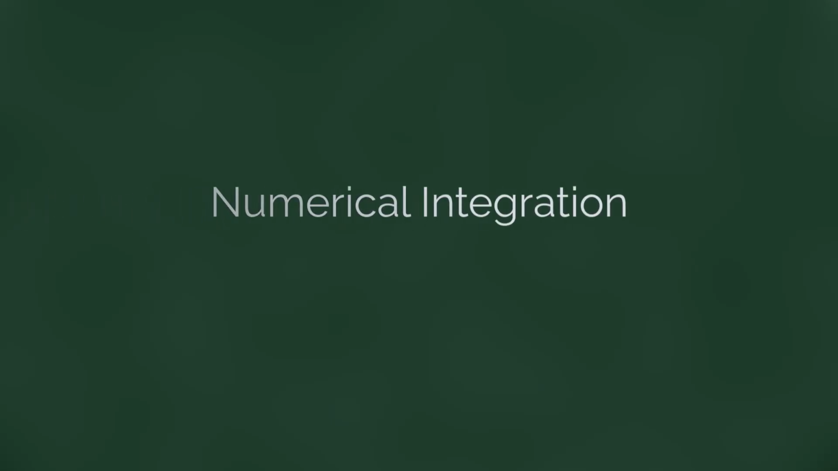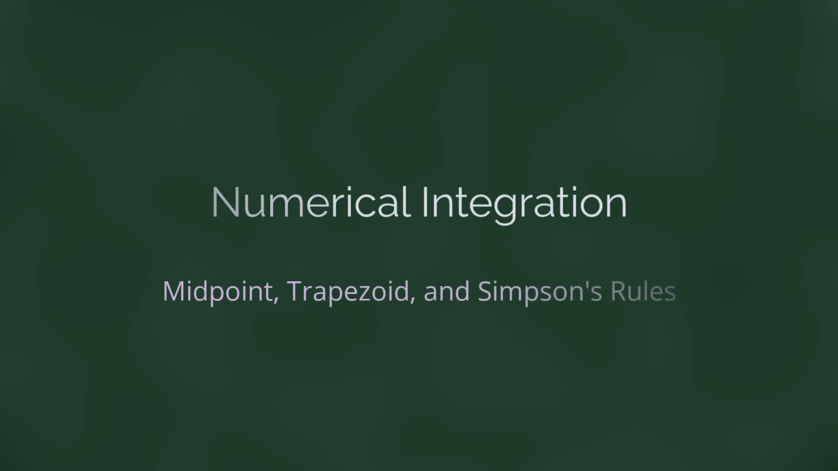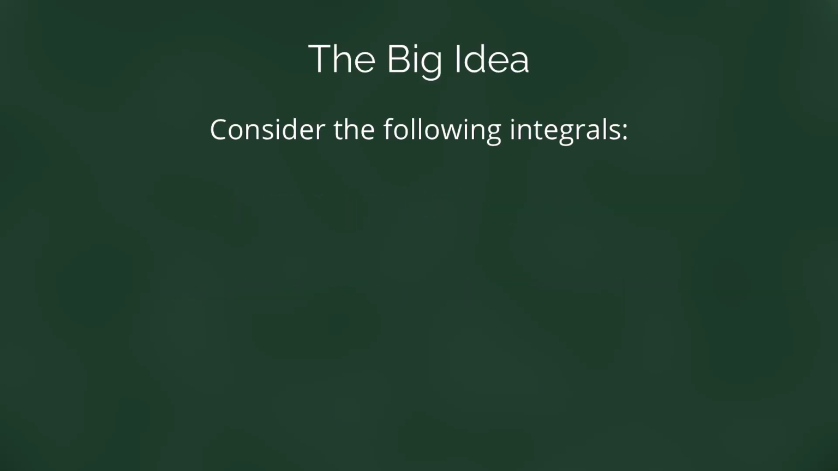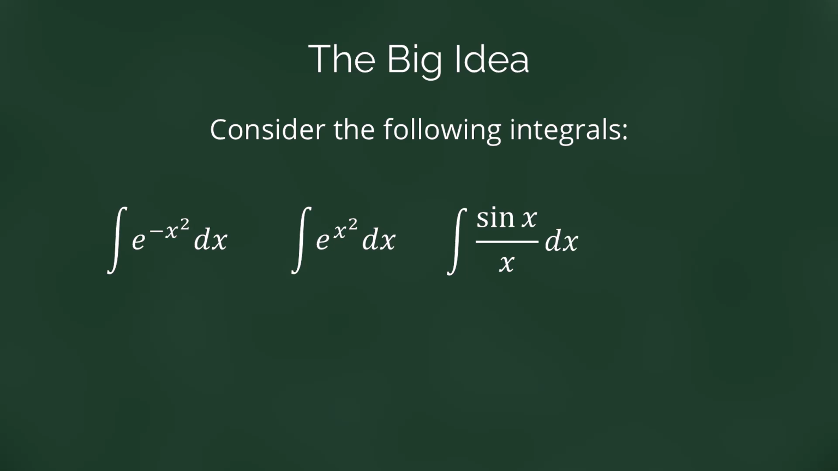We're going to take a look now at some techniques for calculating definite integrals that are a little different than the ones we've examined previously. To motivate the discussion, we're going to consider 4 integrals: the integral of e to the negative x squared dx, the integral of e to the x squared dx, the integral of sine x over x dx, and the integral of e to the x over x dx.